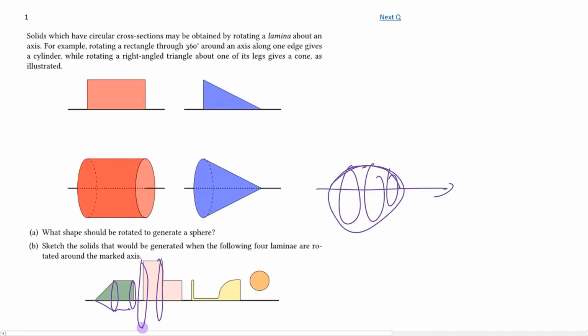one cylinder being formed by that rectangle. Sorry, my drawing is not very good there. And then another cylinder being formed on top of it by this rectangle here. And you should hopefully have spotted that we get sort of a wine glass shape being formed around this one. And this one, if it's been rotated around there, you're going to get sort of a donut shape, which is not so easy to draw. If you can imagine that circle there being rotated round to form that donut shape.